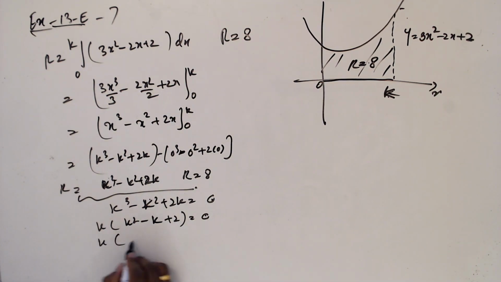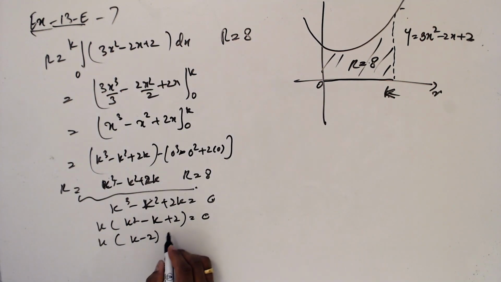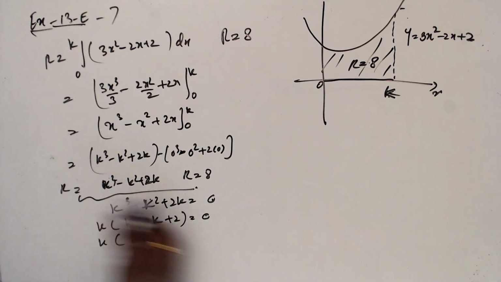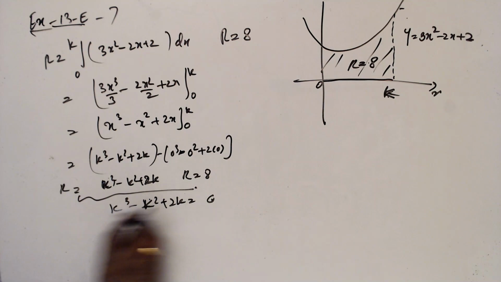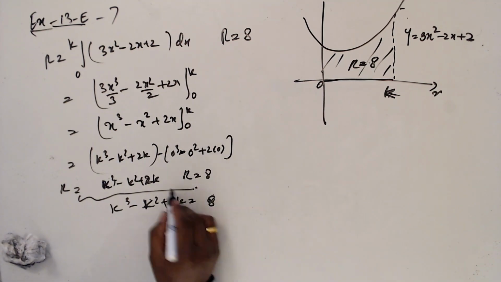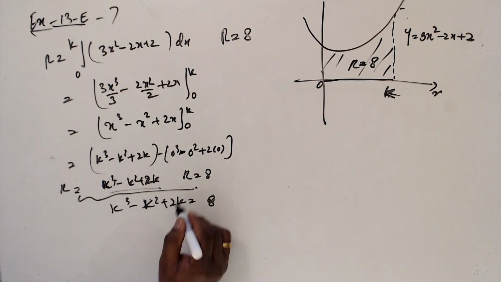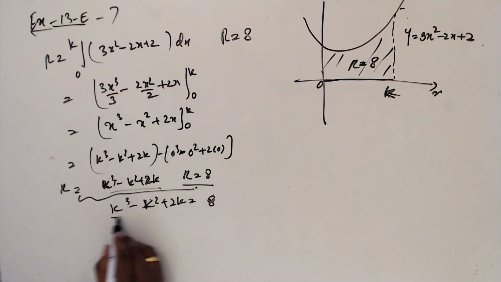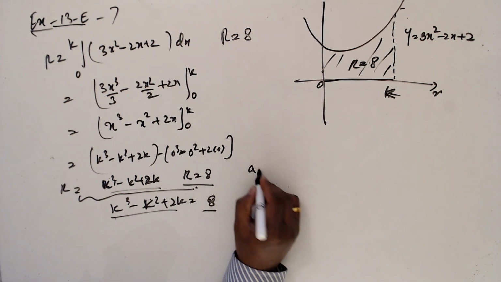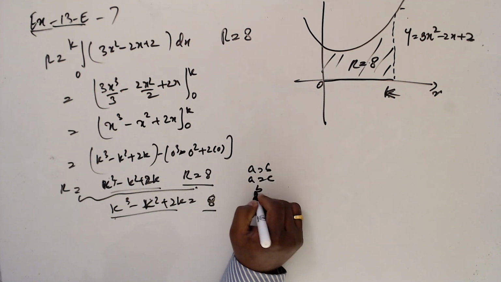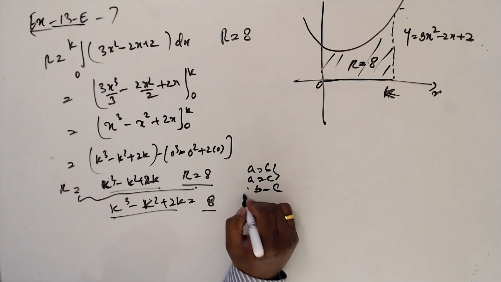This is k, and k minus 2, I think it's not 0, it is equal to 8. So this is the conclusion, right? R equal this one and R equal this one. Conclusion is this one equal this one. A equal B, A equal C, hence B equal C.